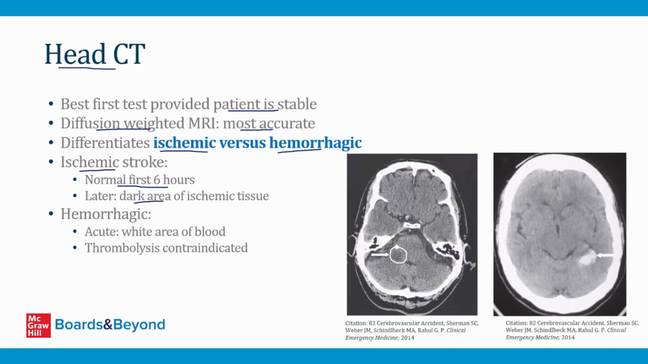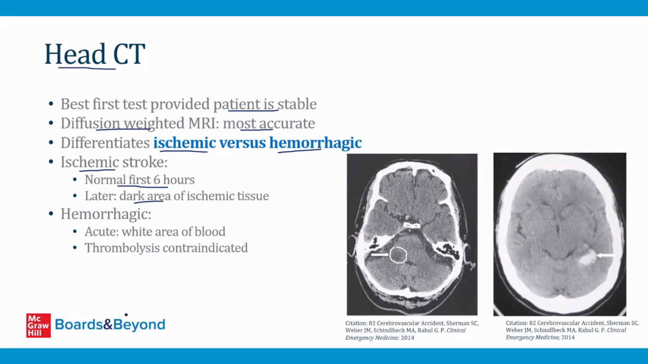It's not bright white. That's what blood looks like. It's dark. And once again, remember that these non-contrast head CTs are usually normal initially. It takes time for the tissue to change and become dark like what you see in this image. This image on the slide is something you might see in someone who had an ischemic stroke 12 or 24 hours ago.